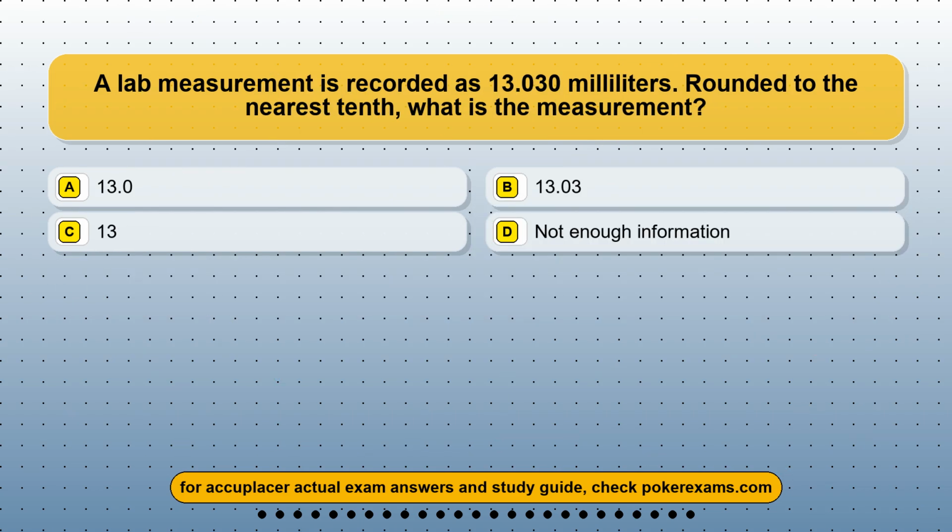Question 21. A lab measurement is recorded as 13.030 milliliters. Rounded to the nearest tenth, what is the measurement? Option A, 13.0. Option B, 13.03. Option C, 13. Option D, not enough information.